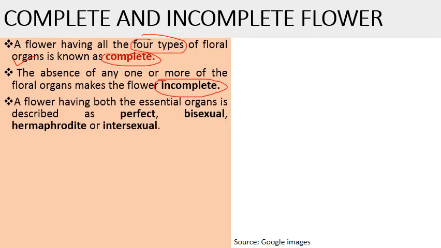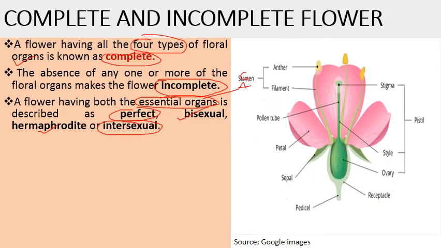A flower having both the essential organs, meaning androecium and gynoecium, is described as perfect flower, bisexual flower, hermaphrodite or intersexual flower. So these are the terms which are used for a flower with both the essential organs, which are gynoecium and androecium. This is the diagram which shows a perfect flower. It consists of all the four floral whorls, that is sepal, petal, androecium and gynoecium, pistil, stamen.